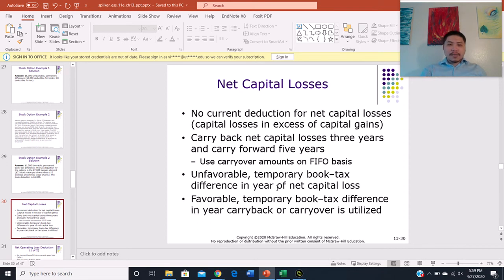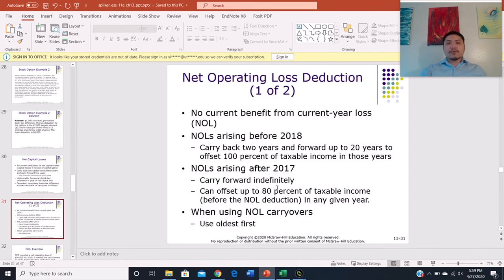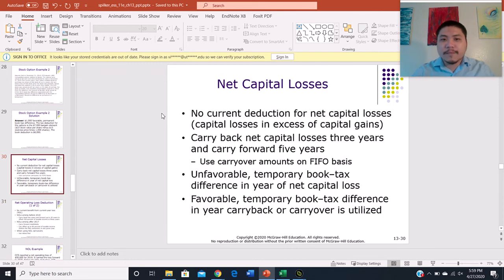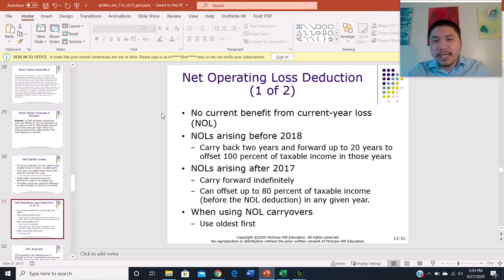And then let's talk about net operating loss. So what happens to net operating loss? Remember the difference between this and net capital loss is that net capital loss happens when, say, you sell capital assets, right? But net operating loss is a loss incurred from your ordinary activities, the main operation of the corporation, right?